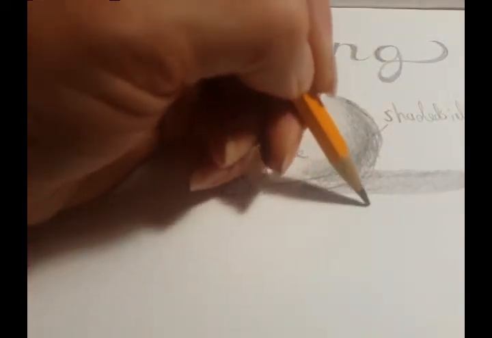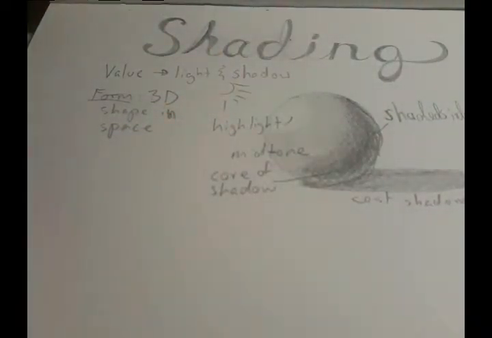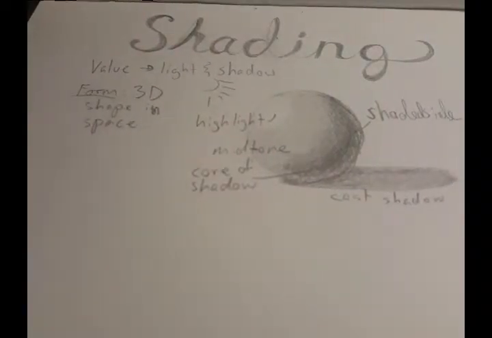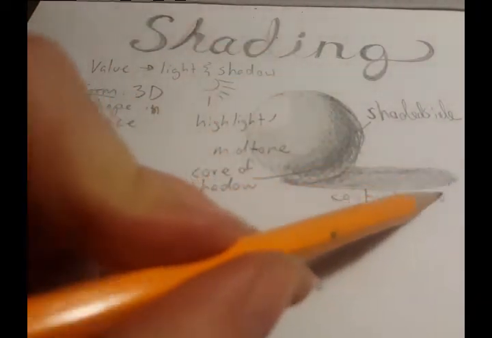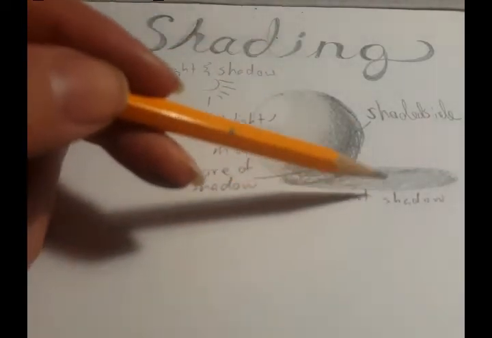So this is the cast shadow. It's the shadow that's being cast by the object onto something else. Could be onto a table, could be onto a wall. So cast shadows are, like if you think of, like if you make shadow animals with your hands, that's casting a shadow.